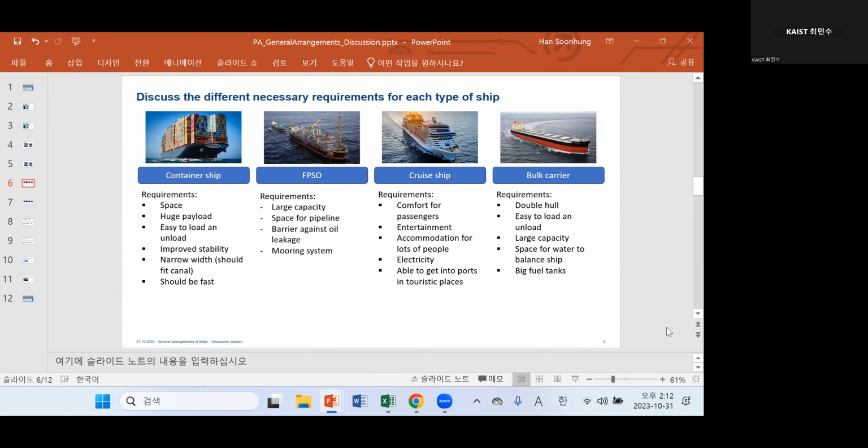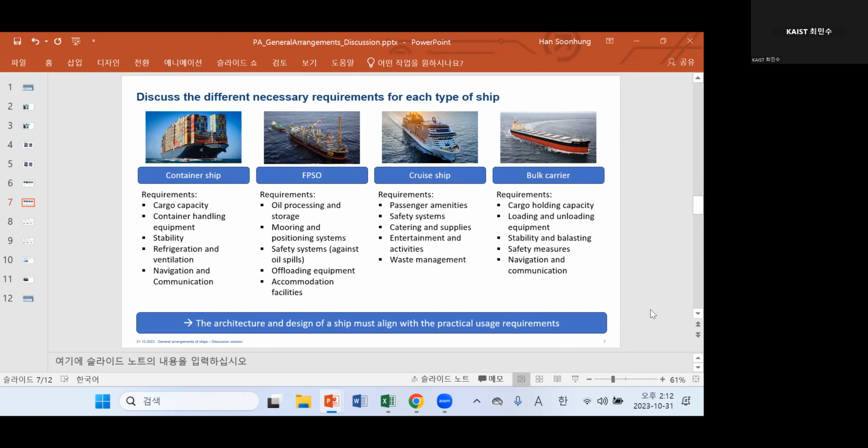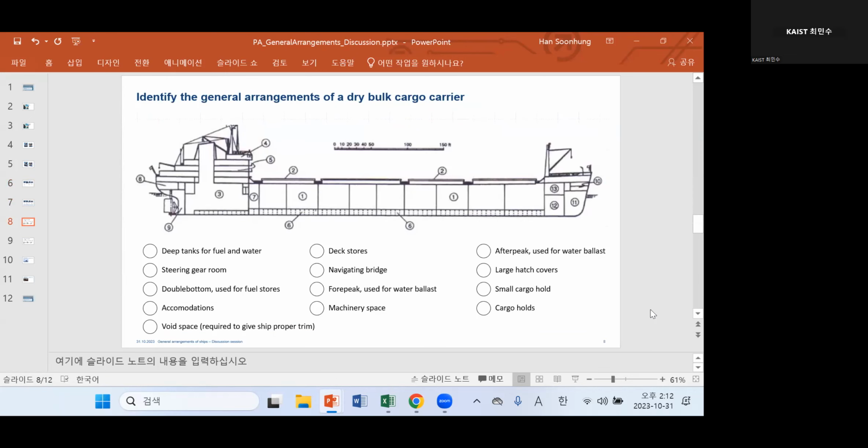All right, then let's move on. I think we got a good large amount of requirements. So what we can say is, as I said before, the architecture and design of a ship must align with these requirements that we just discovered. So each ship has to have a different arrangement. Let's take one example. We have seen this before. This is the general arrangement of a dry bulk carrier, cargo carrier. I hope you can see the numbers. Just assign the arrangements to the numbers. Any ideas?